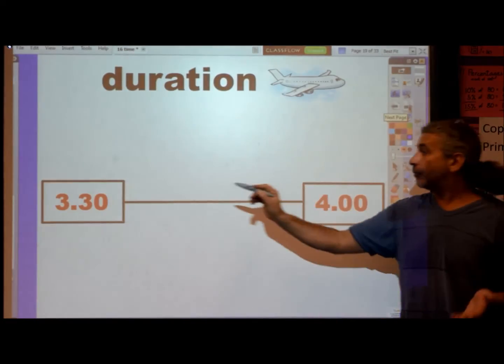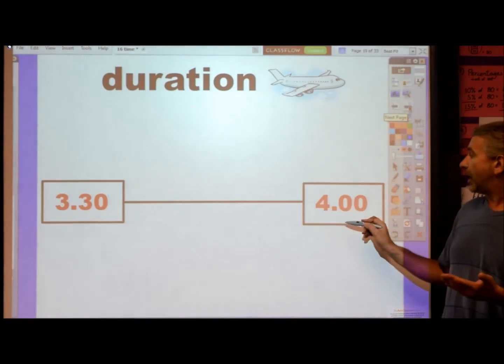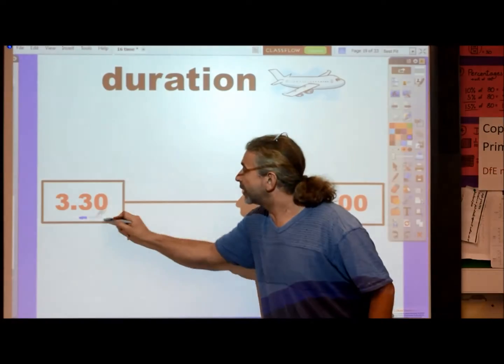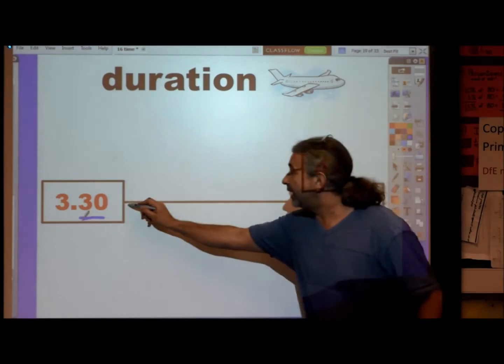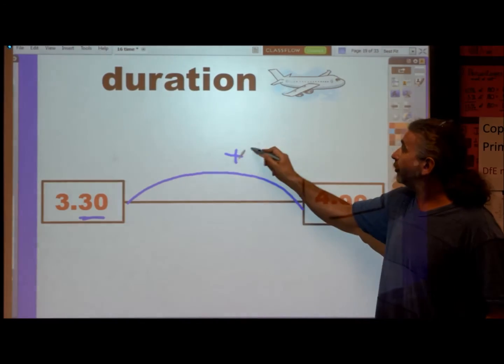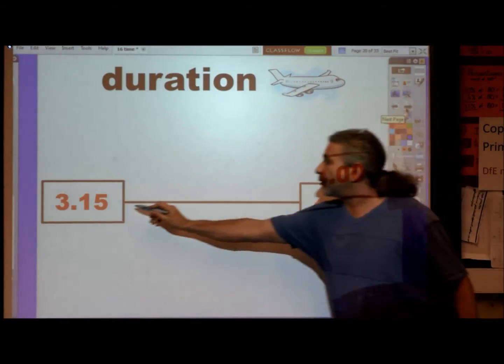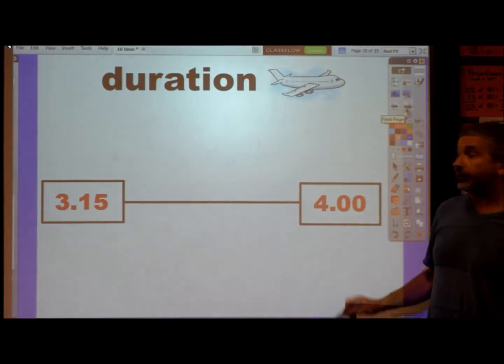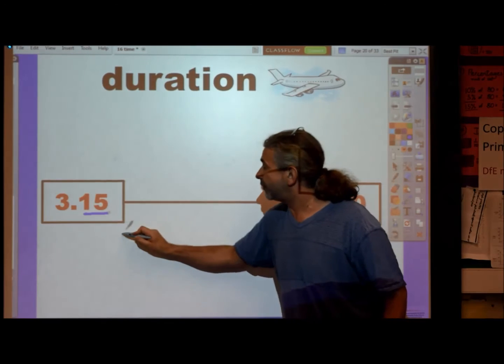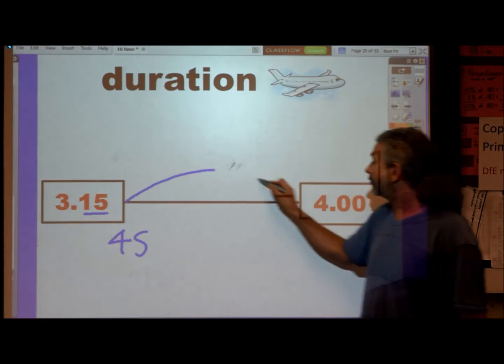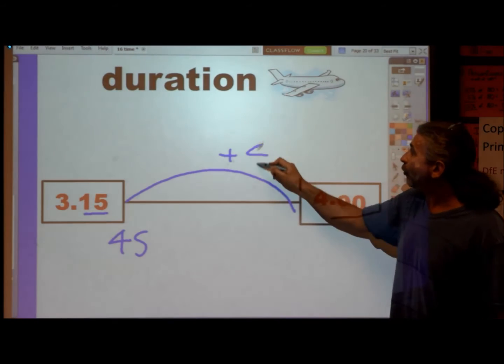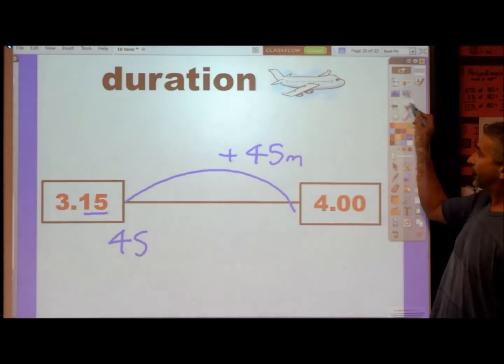Similarly, if we're going from 3:30 to the next whole hour, 4, the pair that goes with 30 to make 60 is 30 minutes. If we're going from 3:15 to 4 o'clock, the next whole hour, the pair that goes with 15 minutes is 45. So the journey takes 45 minutes.